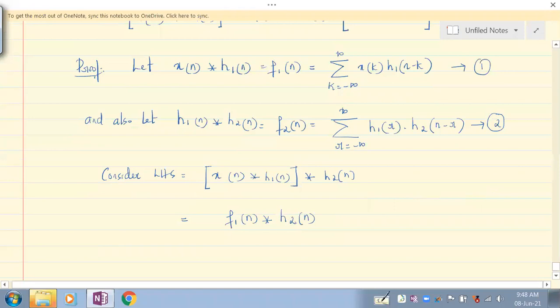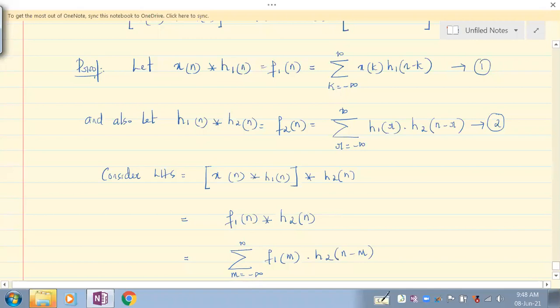Now we have used variable k, we have used variable r in one of the summations. Here we shall use another variable m. If we use m, how can I write this equation? So this is summation m ranging from minus infinity to plus infinity f1 of m into h2 of n minus m.